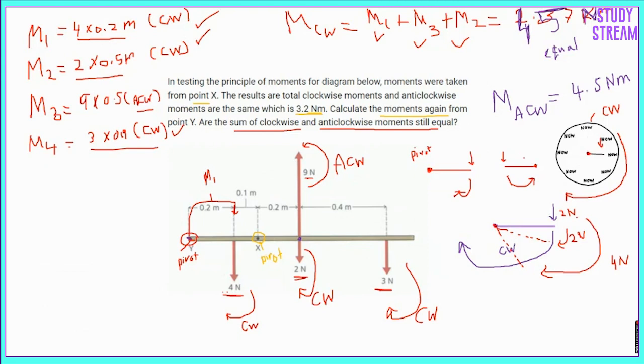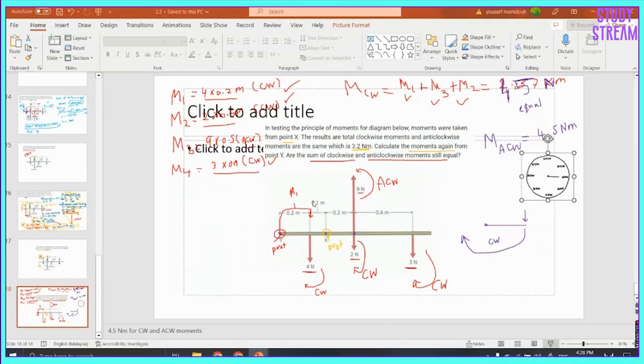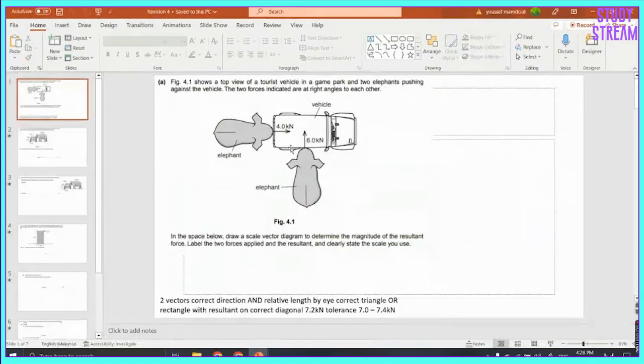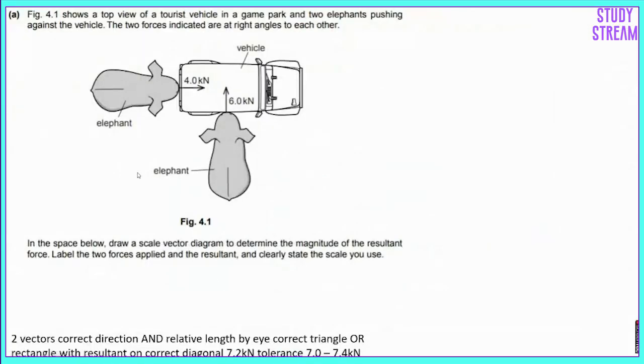Okay, very good. We can do examples and then try to answer more questions and test your understanding. So here is another question. This is actually from the IGCSE exam. So this is an exam level question. You have a tourist vehicle parked at a game park. Two elephants are pushing against the vehicle. The two forces are at right angles to each other. And then in the space below, the first part of the question is a resultant force question.